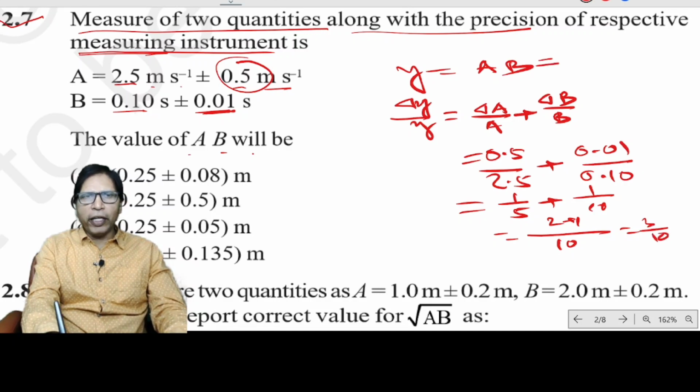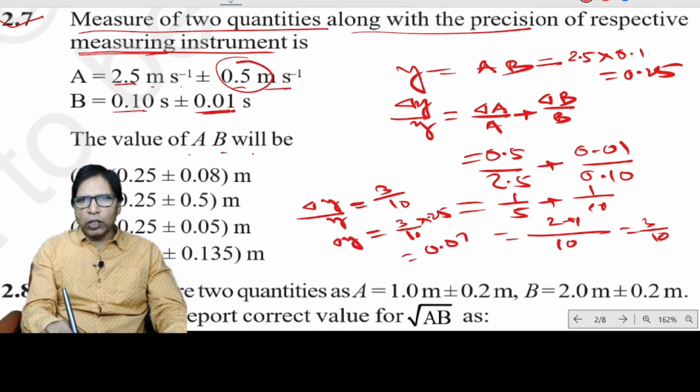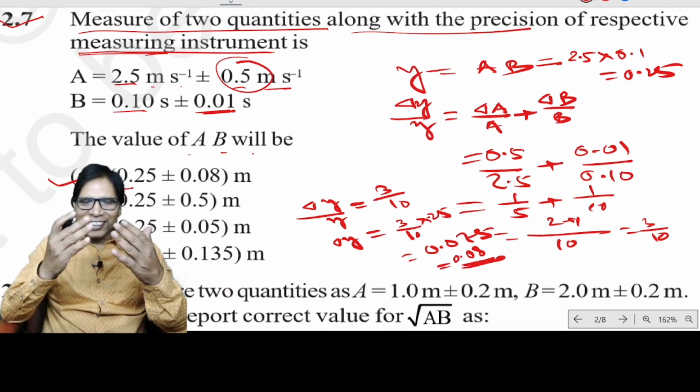Now we have to calculate AB. This is 2.5 into 1.0, so this is 0.25. Now delta y by y equals 3 by 10. So delta y equals 3 by 10 into 0.25, which is 0.075, so this is 0.08. So the error is 0.08, the value is 0.25. So option A is correct.